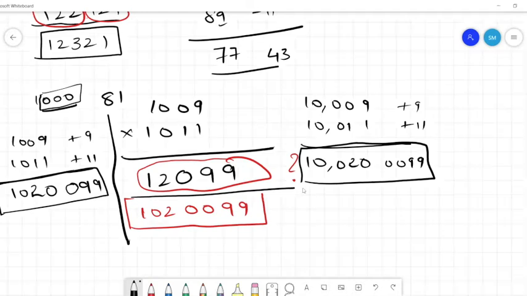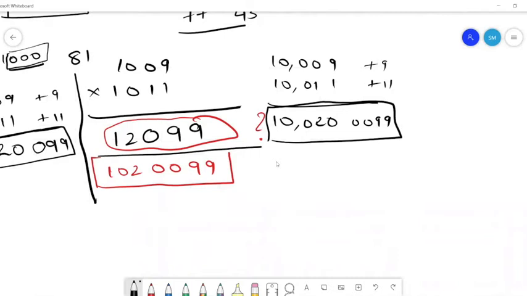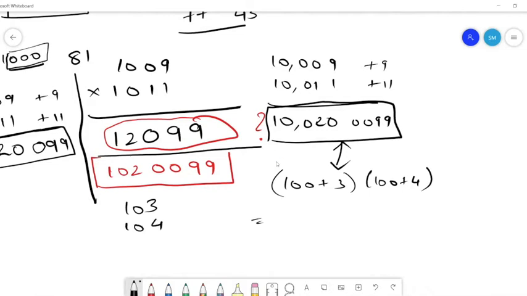But as soon as I gave this question, Gauri ma'am, you said this, right? 100 plus 3 times 100 plus 4. We have done it in 2 steps, right? Do you see any connection between this way of multiplying and this method? Are you able to create a connection? So we'll just take this 103 times 104.